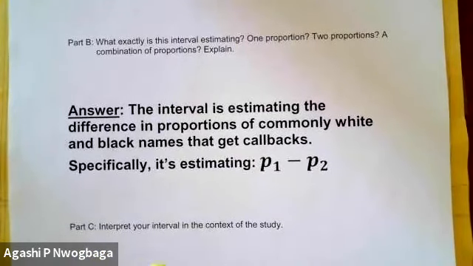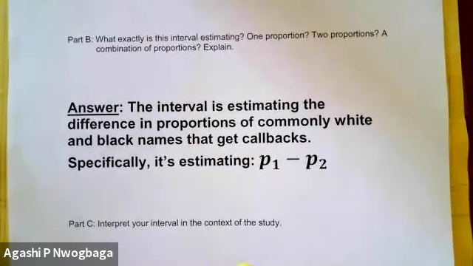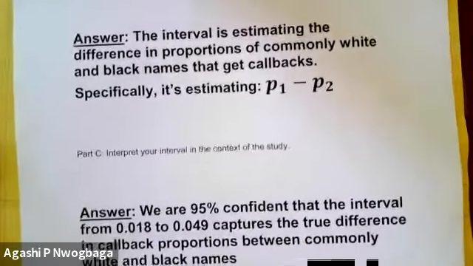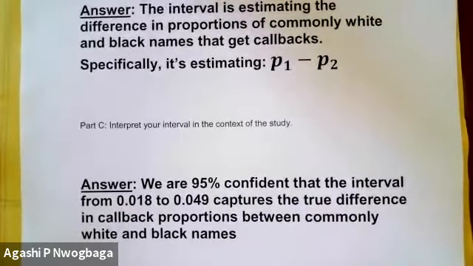Part C says interpret your interval in the context of the study. There's the interpretation. We are 95% confident that the interval from 0.018 to 0.049 captures the true difference in callback proportion between commonly white and black names.